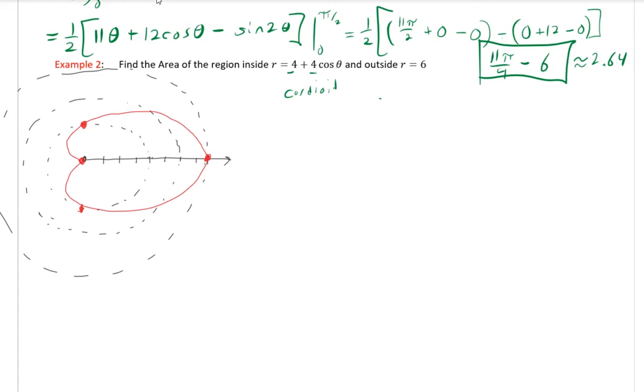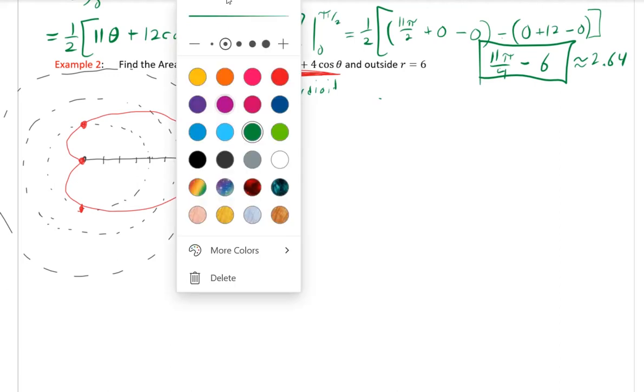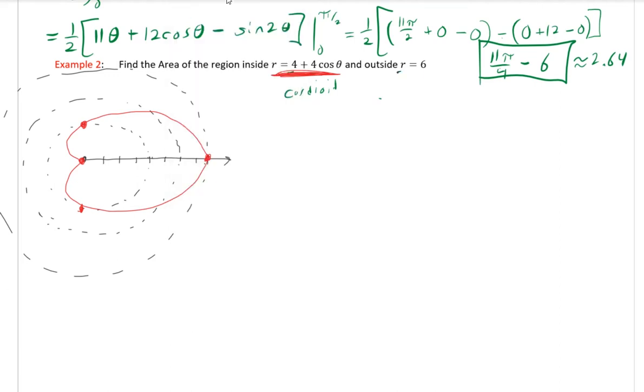So this I have in red. So this function is in red. If I do r equals 6, which is itself a function, maybe I'll do that one in blue. So this one in blue, that's just a circle with radius of 6. So I already kind of outlined that. That is this function here.